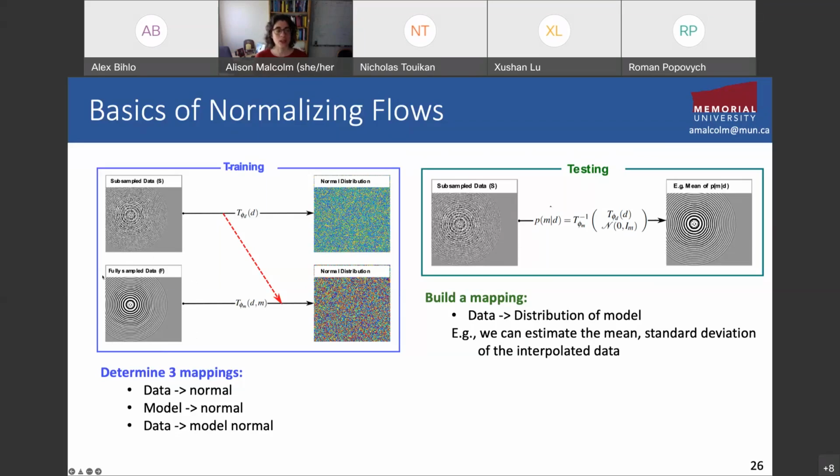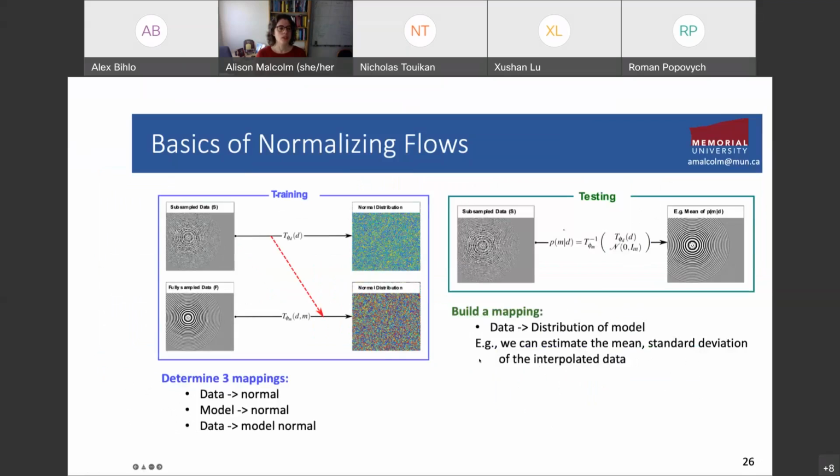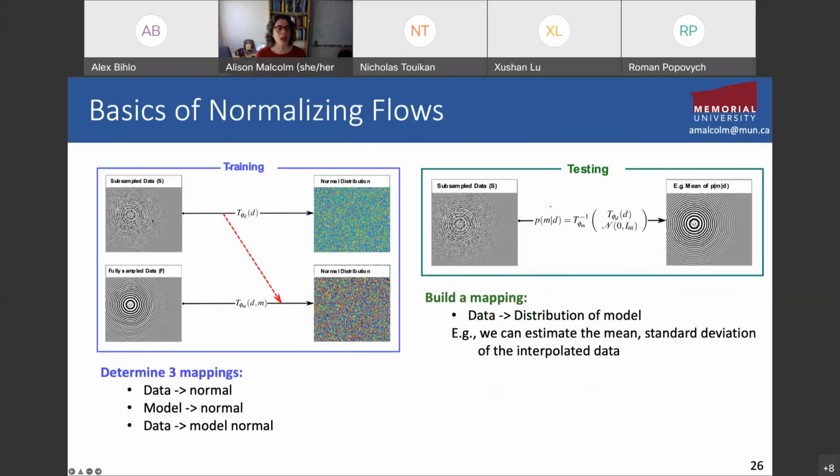This axis is the receiver position, and this is a single frequency data set. So that's why it looks like a bullseye. If you start from what we're going to do in our normalizing flow, we're going to start from our subsample data, and we're going to map it to a normal distribution. So that's our first normalizing flow, or our first flow. We're going to do the same thing with our fully sampled data.